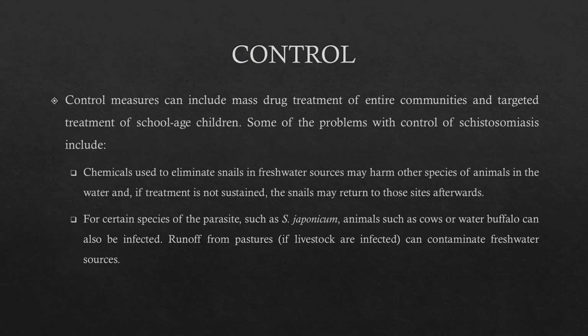Some of the problems with control of schistosomiasis include chemicals used to eliminate snails in freshwater sources may harm other species of animals in the water, and if treatment is not sustained, the snails may return to those sites afterwards. For certain species of the parasite, such as S. japonicum, animals such as cows or water buffalo can also be infected. Runoff from pastures, if the livestock are infected, can contaminate freshwater sources.